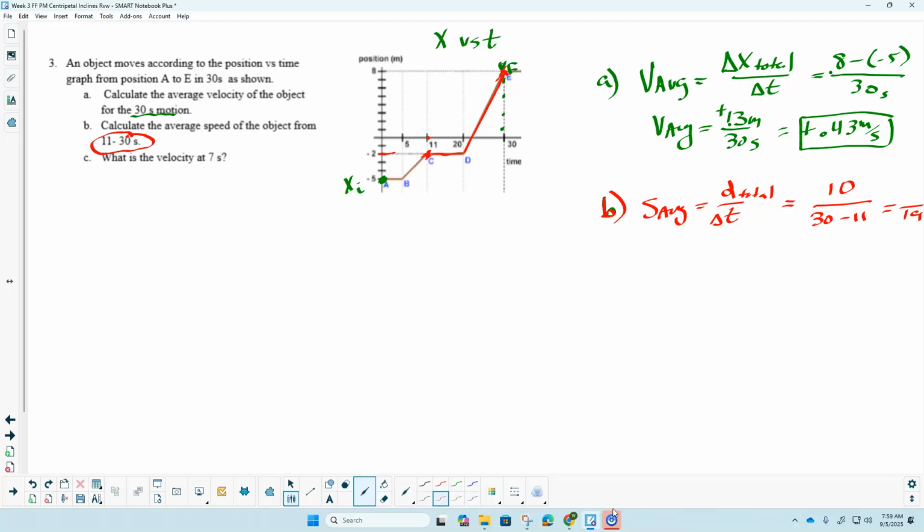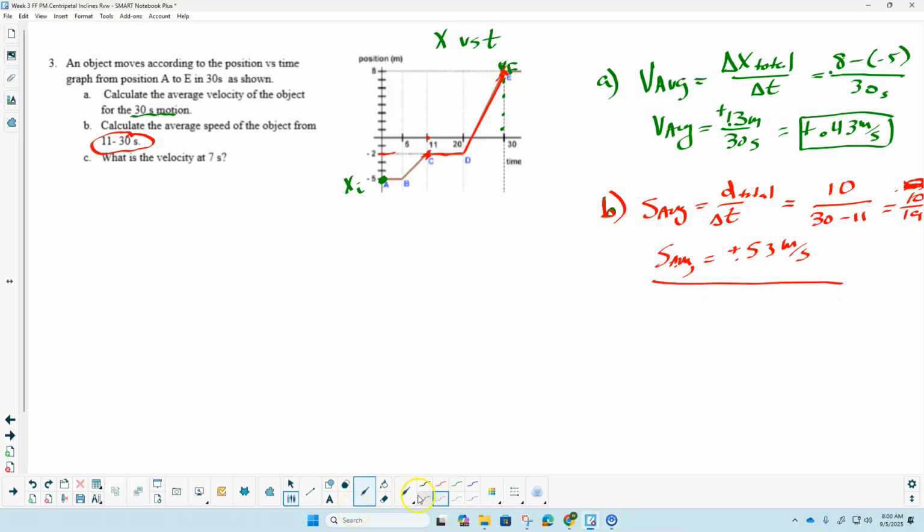Put that in my calculator real quick. So 10 divided by 19 is 0.53. Oops, 10 over 19, sorry. 10 over 19 is 0.53 meters per second. That's positive. So that is the average speed for that. So that's part B, again, average speed.